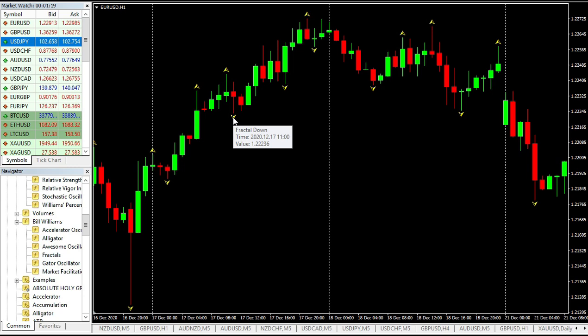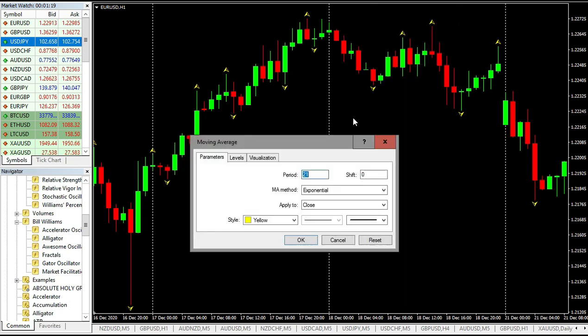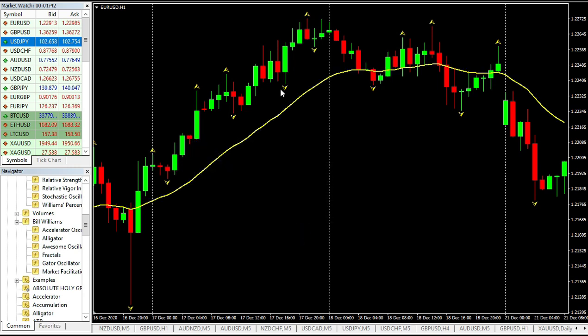Now how are we going to trade? In which directions? To know the direction that we are going to trade, I'm going to plot a moving average. So if you take a moving average of say 21 exponential and close and give it the yellow color and make it a bit thicker and click OK, so you will have this moving average which is 21 period.